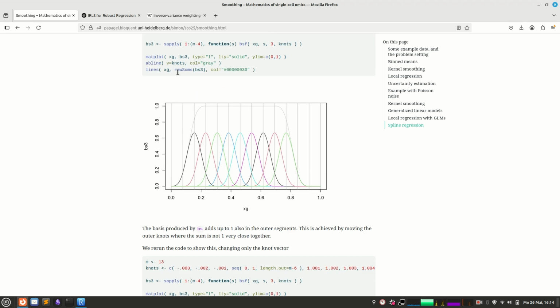And here I quickly have to mention who Cox and de Boor are, and this is quite interesting, my point. We call these splines. Why do we call them splines?